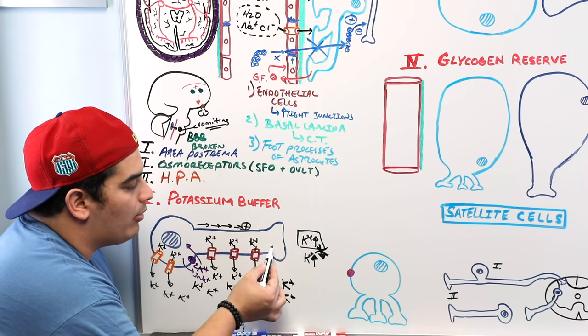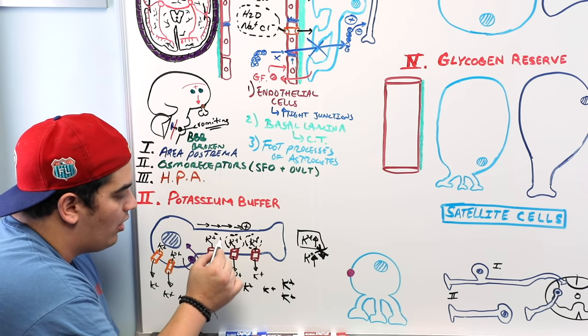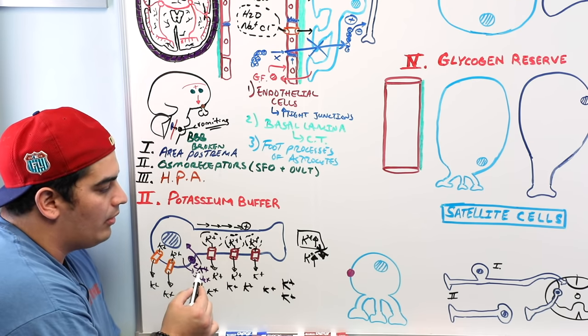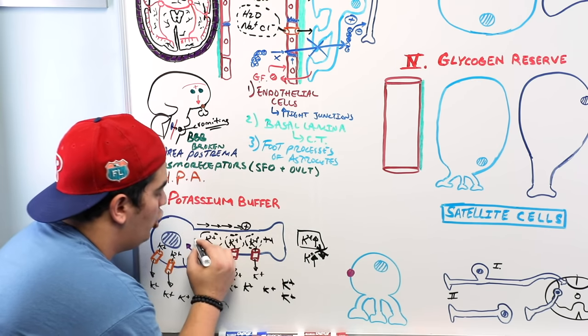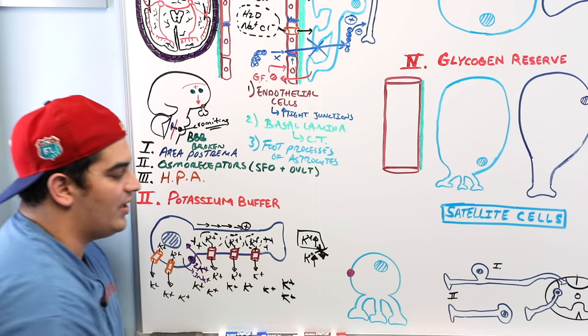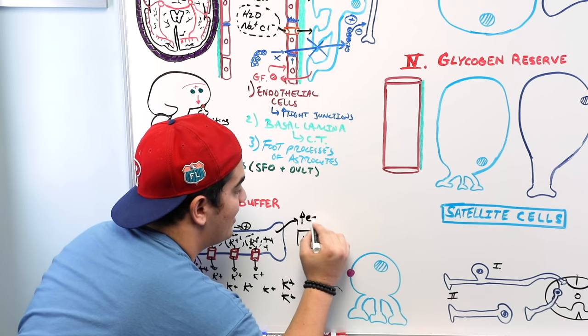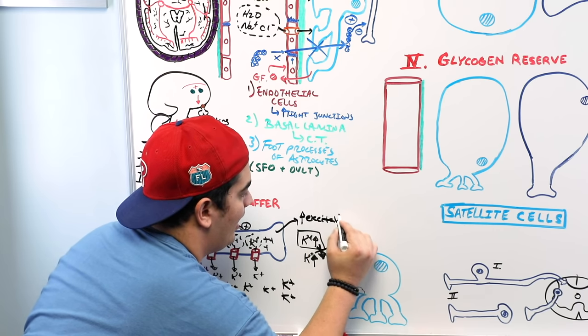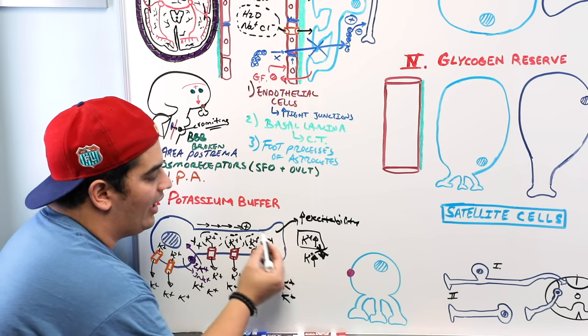And why is that a problem? Well, let's say for a second that less potassium left this neuron. Why would that become a problem? Well, potassium is positively charged, so you'd have more positive charge inside of this neuron. And initially that would increase the excitability. Now, we're not going to get into this. I might contradict myself, and the reason why is it's a little bit more complicated.